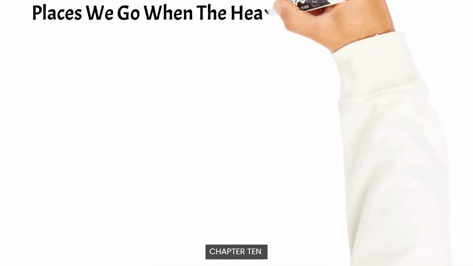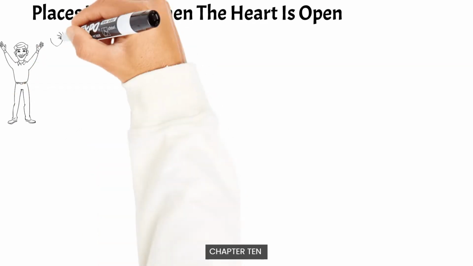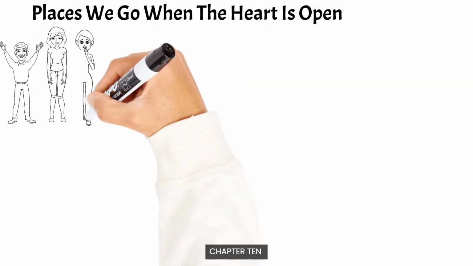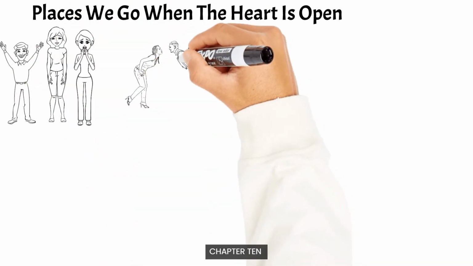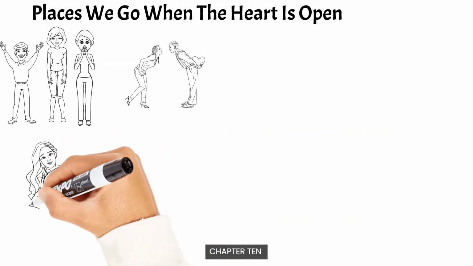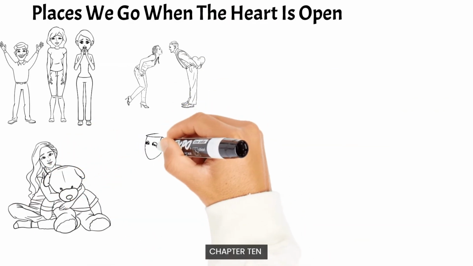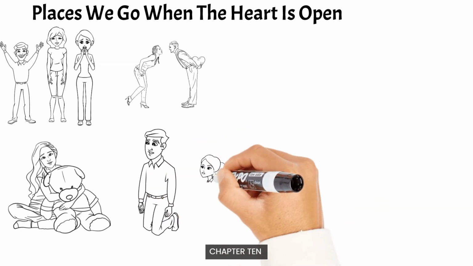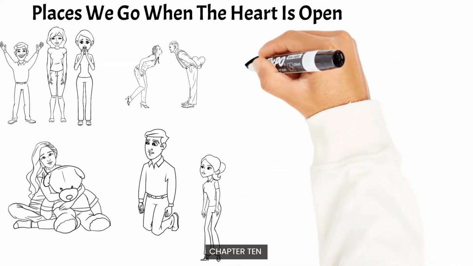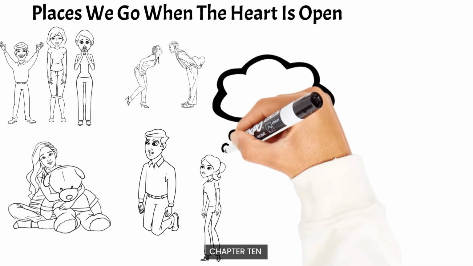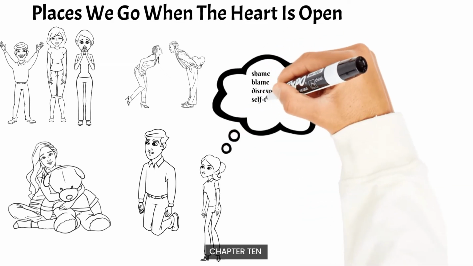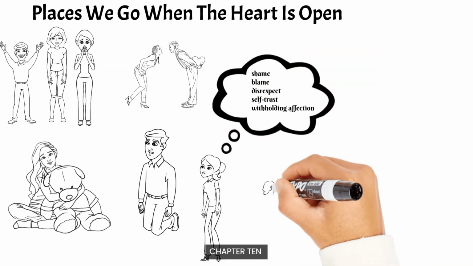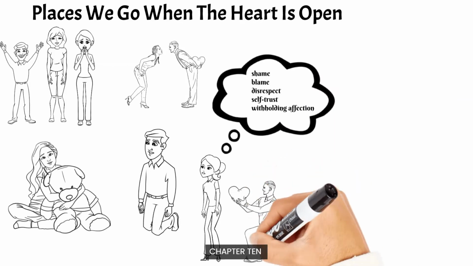Places we go when the heart is open is number 10. It talks about the different emotions we feel when our heart is open to others. These emotions are love and trust. Being open to others also makes us susceptible to heartbreak. Other emotions that come with love and trust include betrayal, defensiveness, and flooding. The author also expresses how shame, blame, disrespect, self-trust, and withholding of affection prevent people from the ability to love.